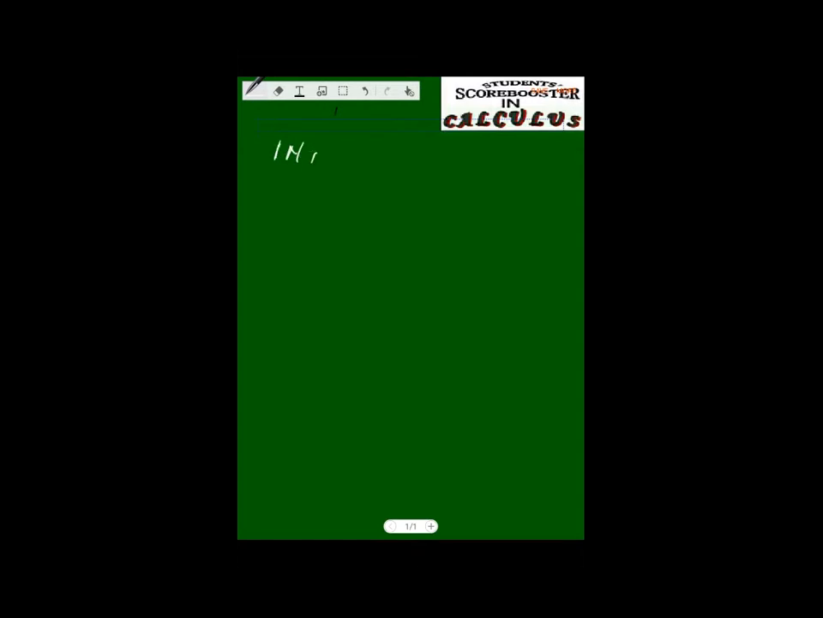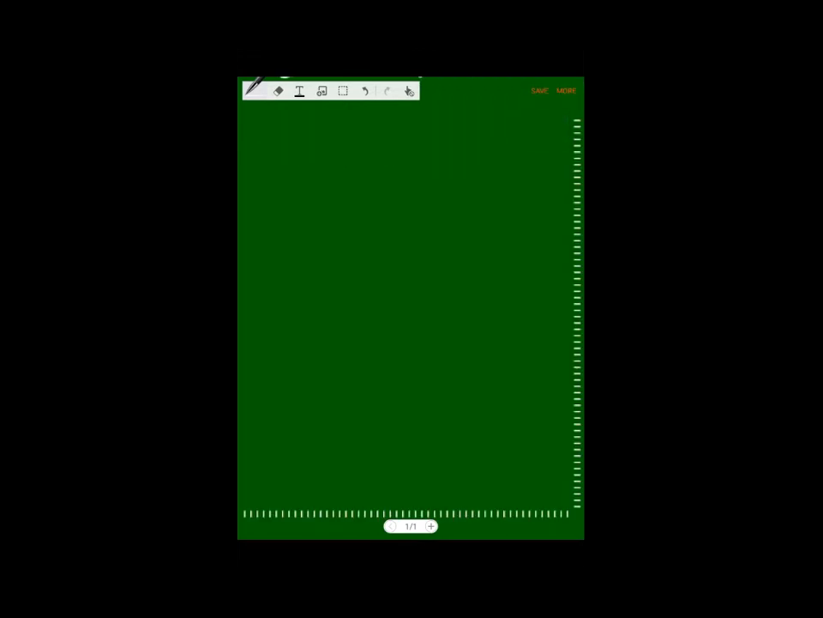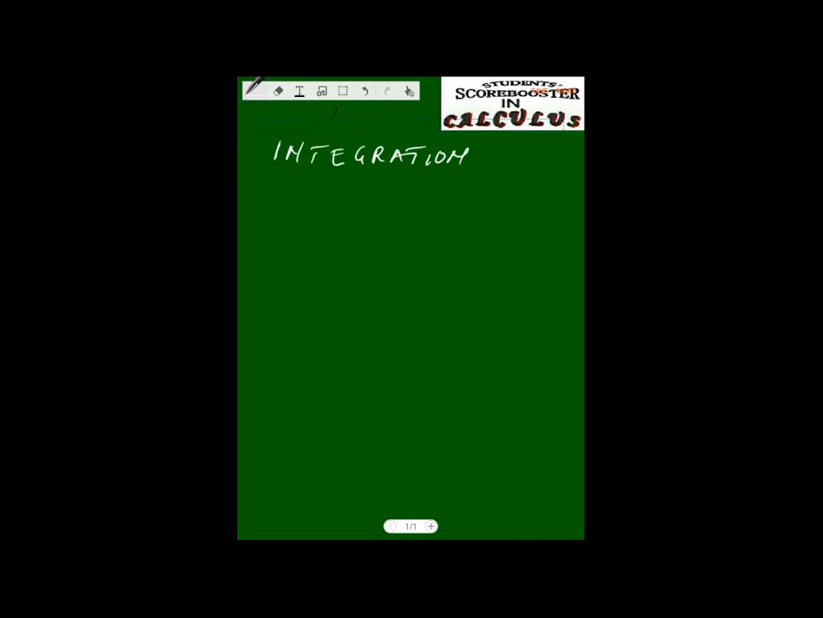So today I will be working on definite integral. So today it will be definite integral.